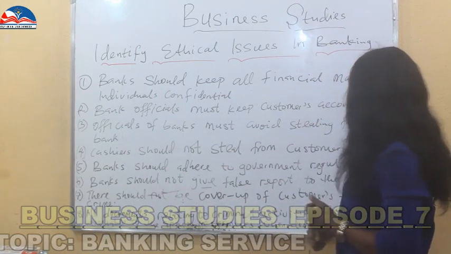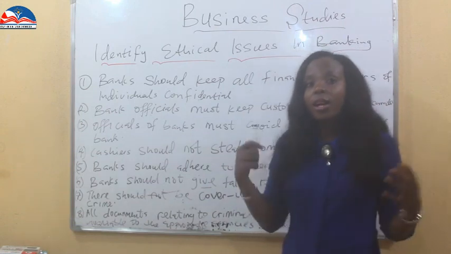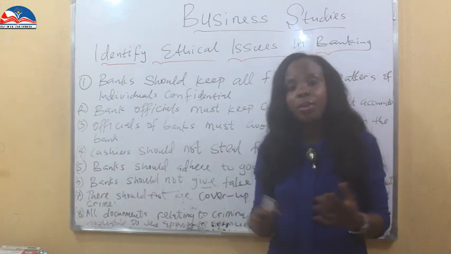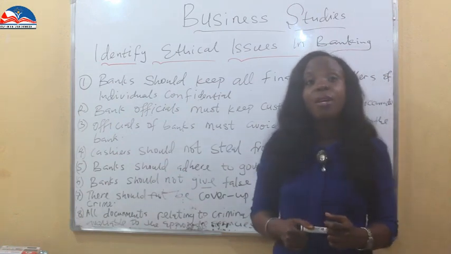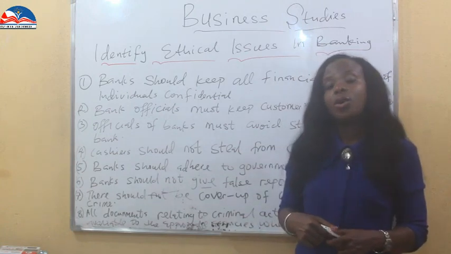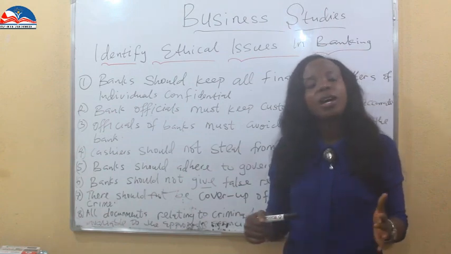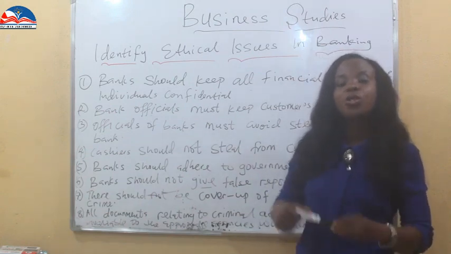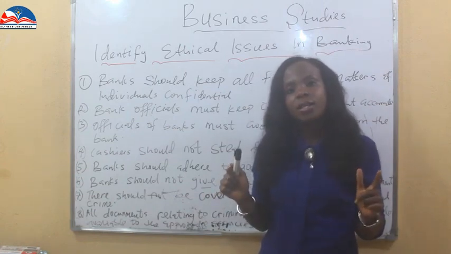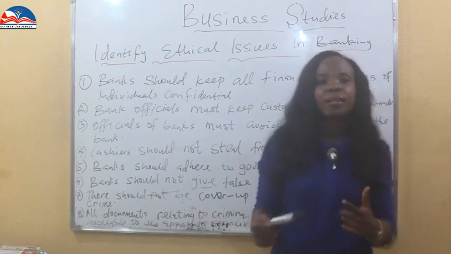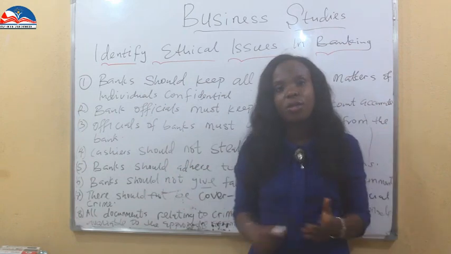They should not cover up for customers' financial crime. There are laws governing the banks. And so anybody that commits financial crime, in case of embezzlement or in case of defrauding others, the bank doesn't have to cover up for the individual. They need to tell the true state of the individual's financial status to ascertain the degree of offense in case of criminal activities.